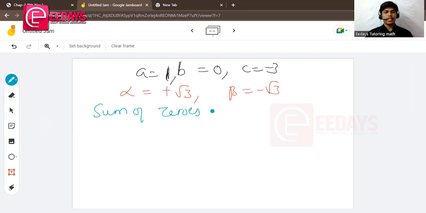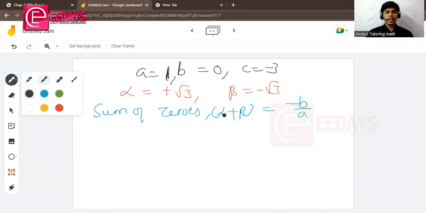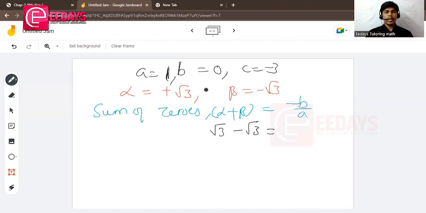Sum of zeros, that is alpha plus beta is equal to minus b by a. Let's substitute all the values. Alpha, beta, just now we got plus root 3, minus root 3. Minus b by a is nothing but here minus 0 by 1. Root 3 minus root 3, you'll get 0 here. So we have to verify like this.